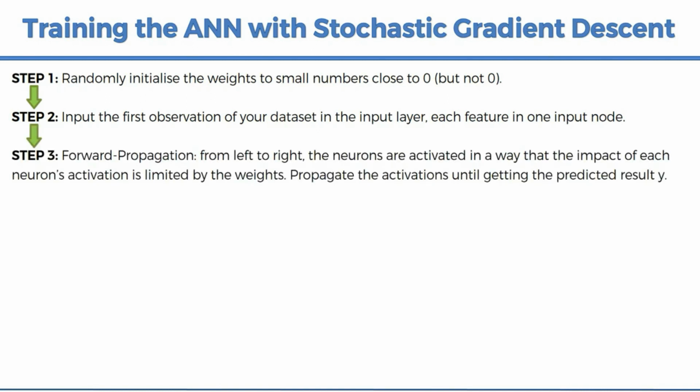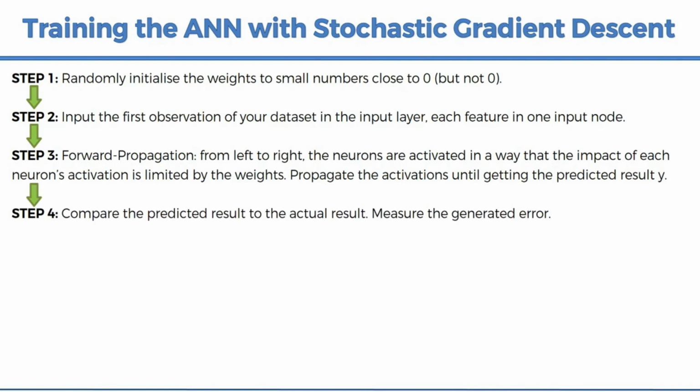From left to right, the neurons are activated in a way that the impact of each neuron's activation is limited by the weights. So the weights basically determine how important each neuron's activation is. Then propagate the activations until getting the predicted result, y hat in this case. So basically you propagate from left to right, you go all the way until you get to the end and you get your y hat.